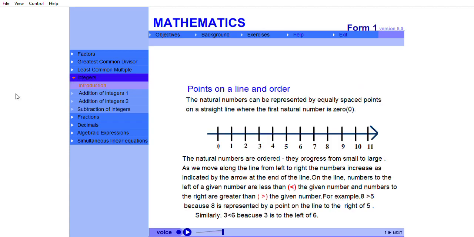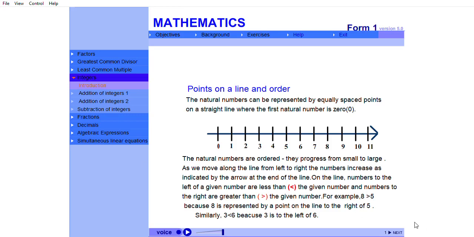Points on a line and order. The natural numbers can be represented by equally spaced points on a straight line where the first natural number is 0. The natural numbers are ordered. They progress from small to large. As we move along the line from left to right, the numbers increase as indicated by the arrow at the end of the line.